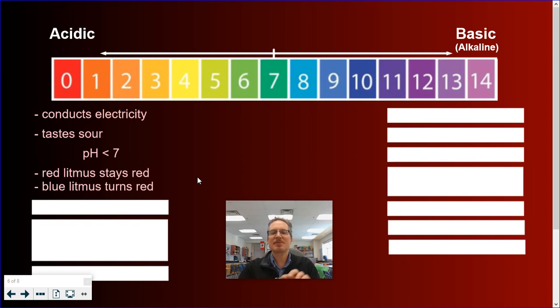We've done this many times before, but I have an acid in the beaker. I believe this is hydrochloric acid. What I'm going to do is take some red litmus paper and dip it into my acid, and we're going to see that red litmus paper stays red. Now that is going to be very different than when I take blue litmus paper and dip it into an acid. We'll notice that blue litmus paper turns red in an acid.